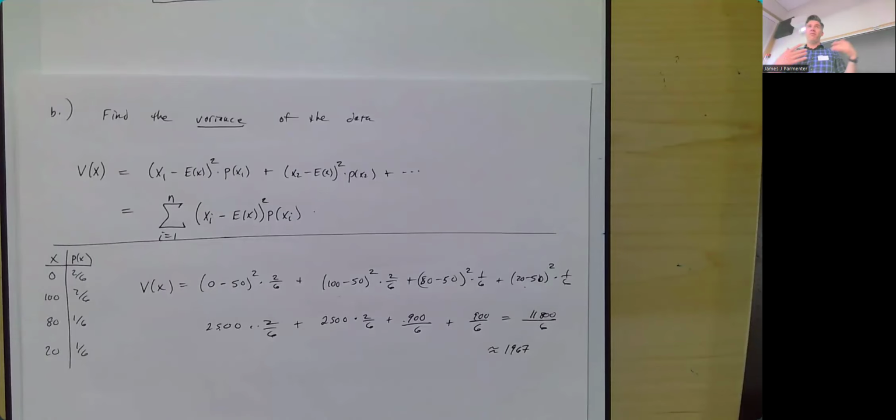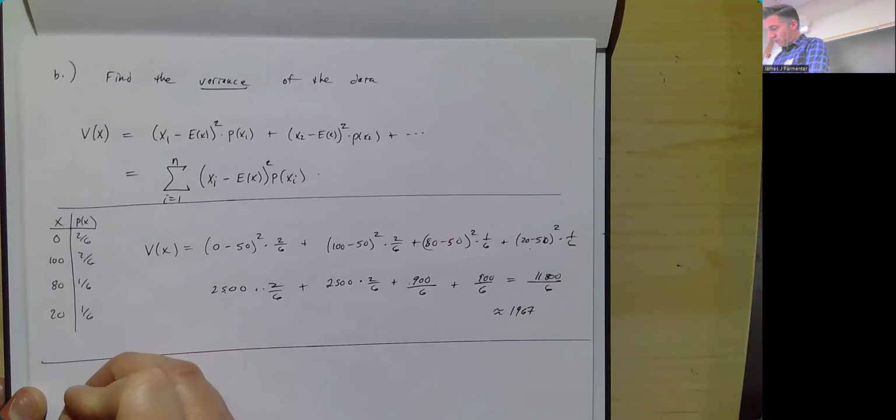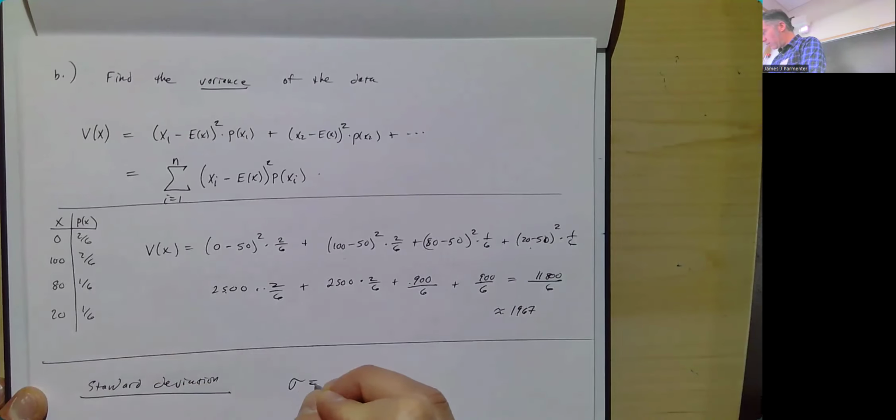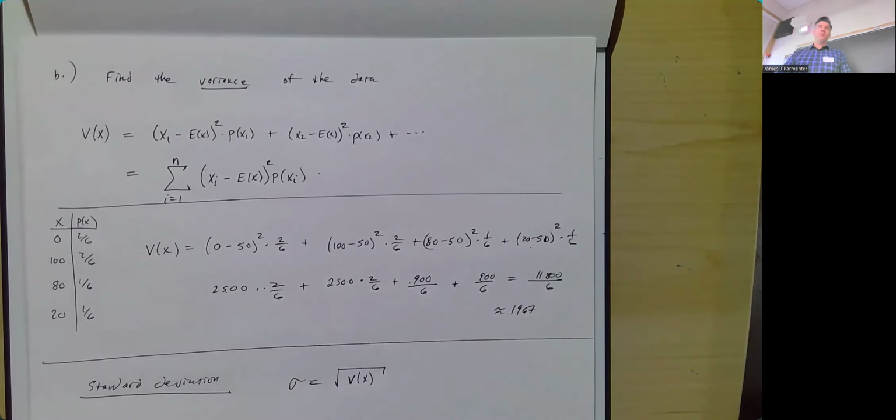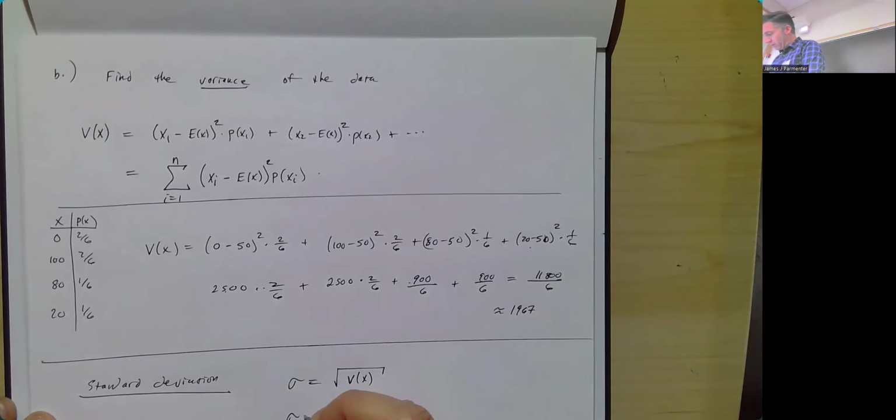So what we usually do after we find the variance is we take the square root of it. So then the standard deviation, which is the square root of the variance, we typically write as sigma, equal to the square root of your variance. And it's as easy as calculating that. So really, once you know the variance, you know the standard deviation. In this problem, our standard deviation is approximately, well, square root of 1,967, which is approximately 44.3.